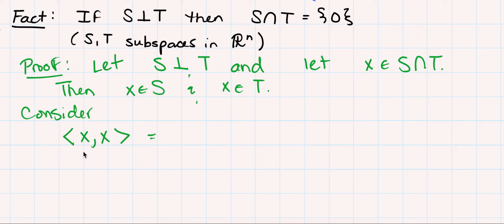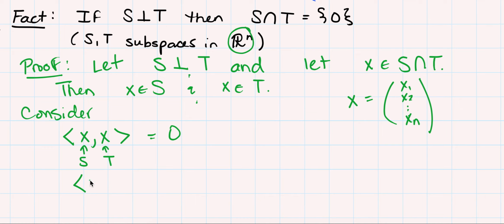What is that going to equal? Well, since x belongs to S, and at the same time it belongs to T, and these two spaces are orthogonal, then this has to be 0. Because you have something in S, something in T, and you're taking the inner product, so you must get 0. But on the left-hand side, remember x is a vector in Rn, so it looks like x1, x2, all the way to xn. And the inner product of x with x is x transpose x, which is x1 squared plus x2 squared, and so on.